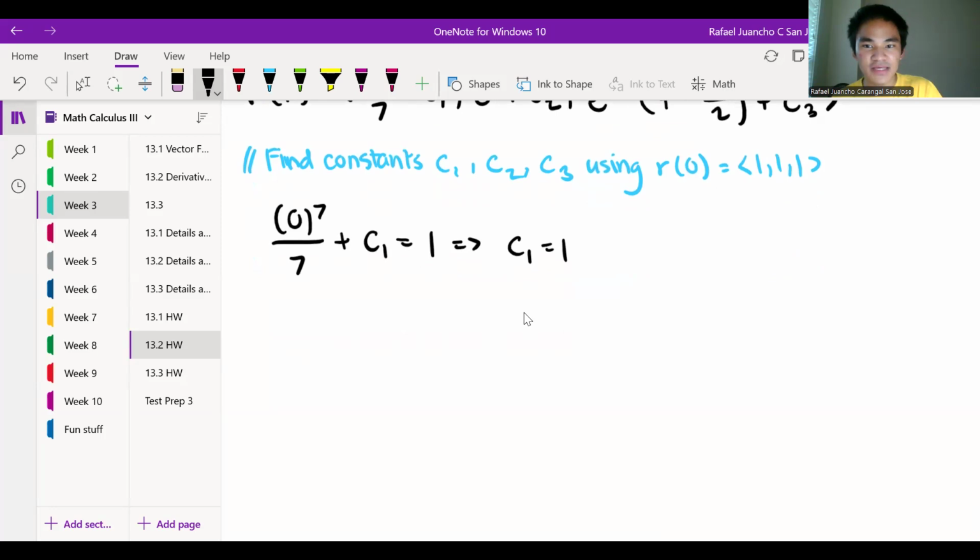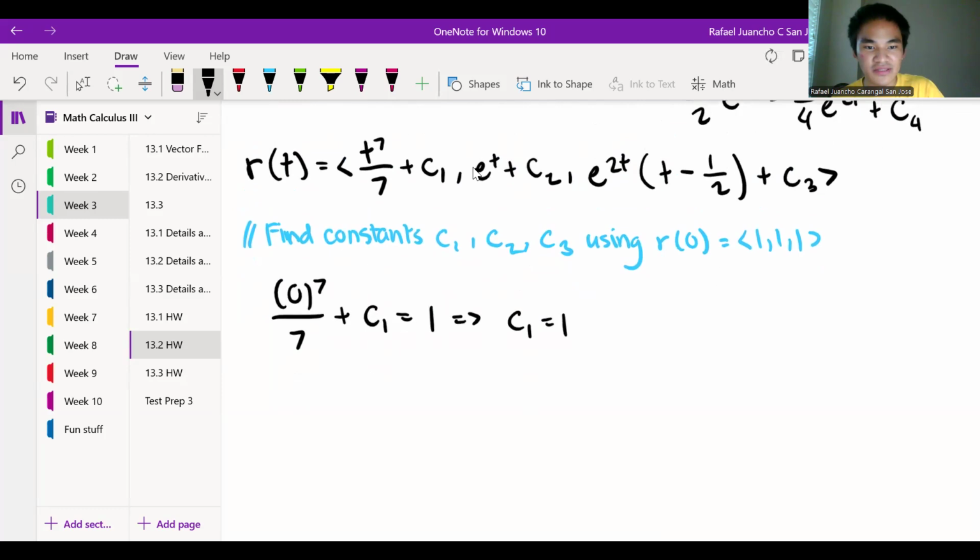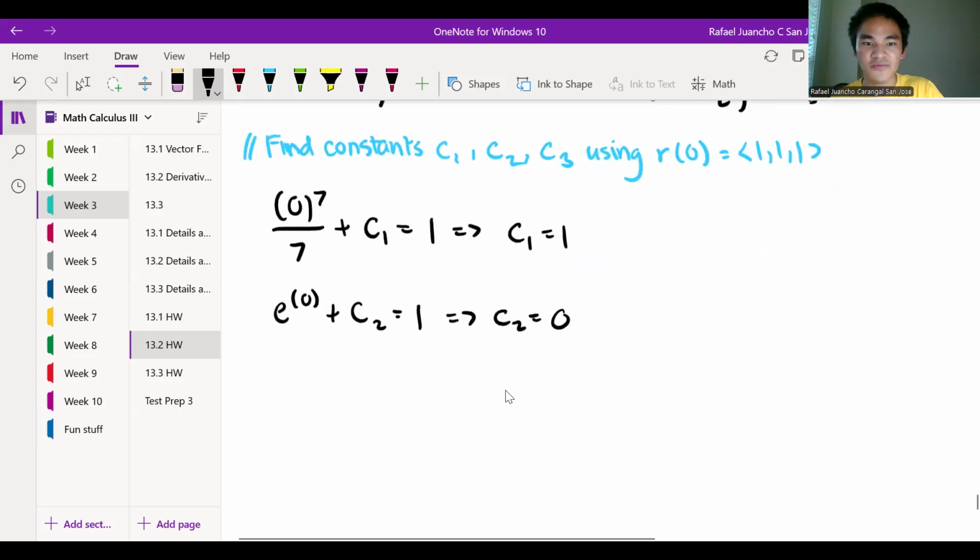As easy as that. The next one. So we have e to the 0, which is 1, plus c2, the constant, is equal to 1. So this tells us c2 is equal to 0. So my second constant is a 0.